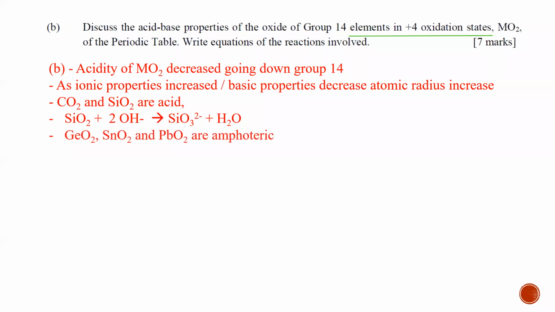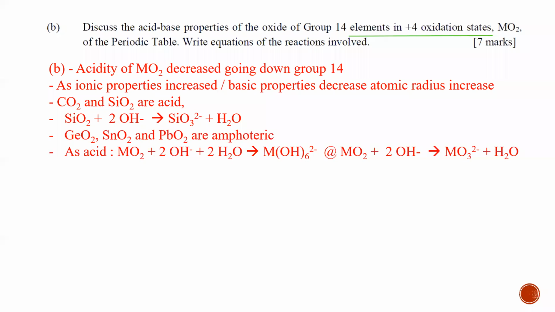And then GeO2, SnO2, PbO2 are amphoteric. So you write any equations that represent the amphoteric properties. For example, MO2 plus 2OH minus plus 2H2O gives M(OH)6 2 minus, or you use MO2 plus 2OH minus gives MO3 2 minus, but actually the first one is better. And last but not least, as a base, MO2 reacts with acid to form M4+ plus 2H2O.